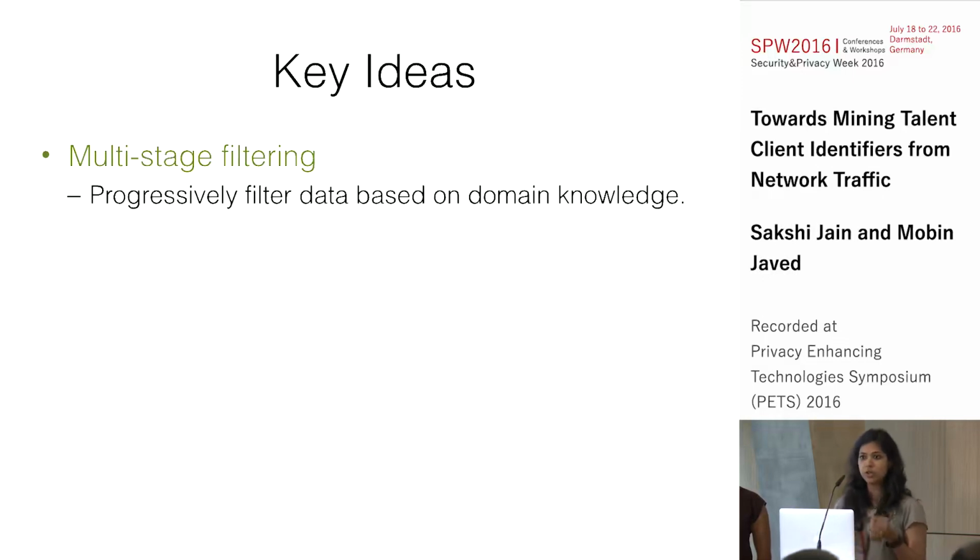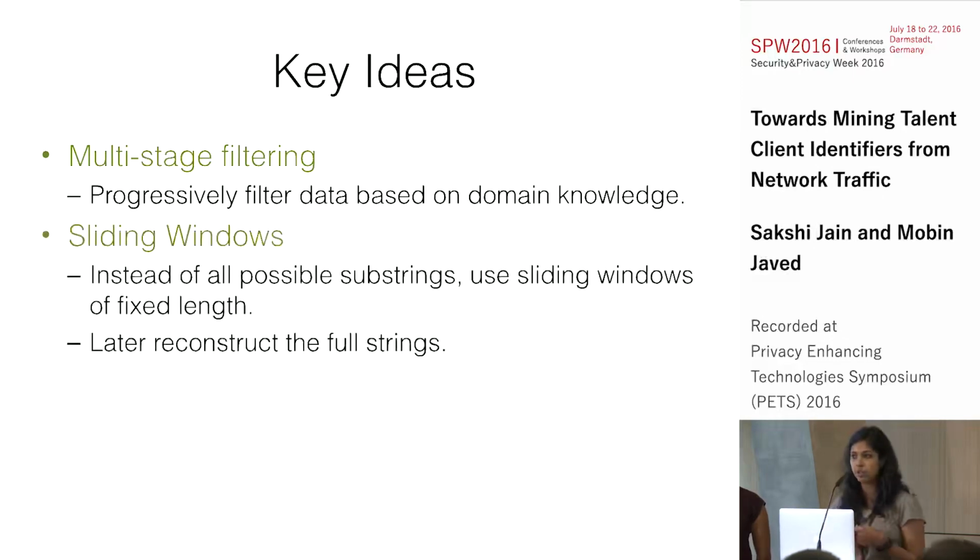So as I said, what would we consider as a unit of tracker in these raw traces? Instead of considering all possible substrings, we use sliding windows of fixed length. Later we work with these sliding windows all throughout, and at the end we build the context back from which it came and do further analysis.